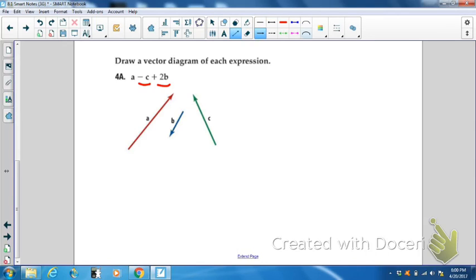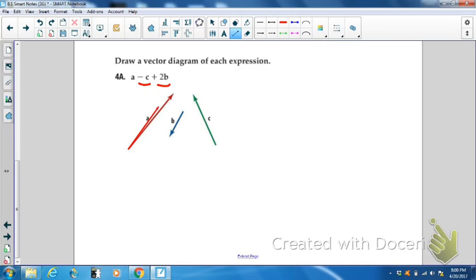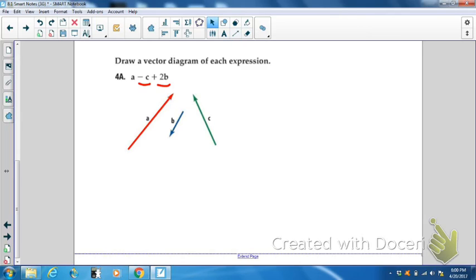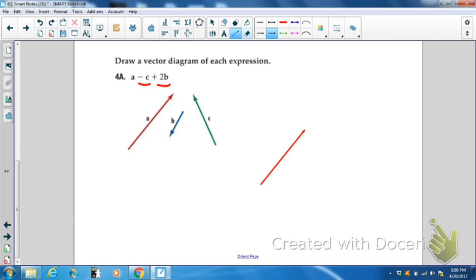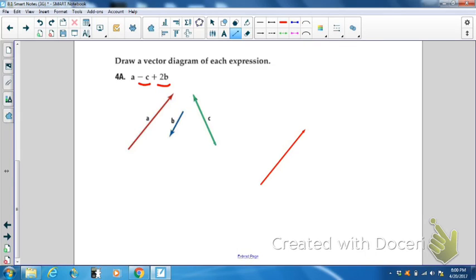So we know that a is going to stay the same. I'm going to duplicate a for us. Give us a little more space to work with. And then minus c means that c is going to go in the opposite direction. So the length is the same. We're just making it in the opposite direction. So I'm going to connect those parts.